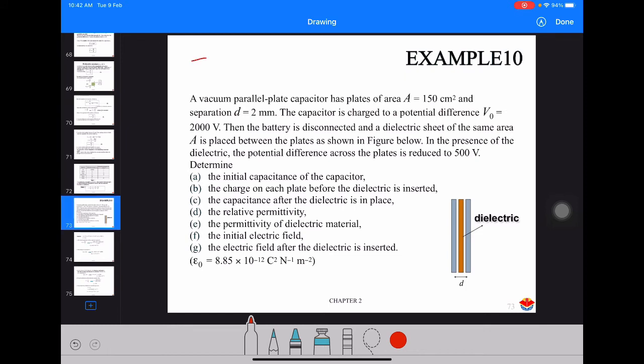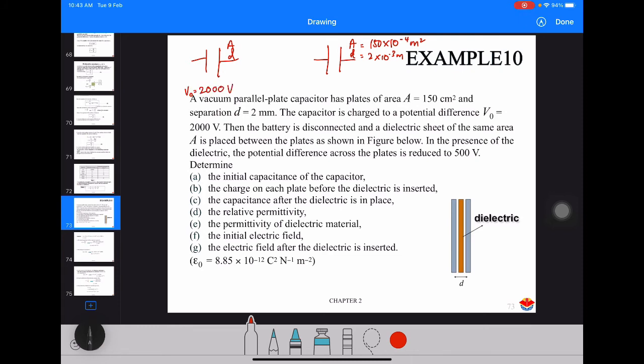Okay, maybe we can try to redraw the situation. The dimension remains unchanged. The A is constant, A here is the same as this A. It's basically 150 times 10 negative 4 meter square. The separation D remains the same, D, which equals 2 times 10 negative 3 meter. The capacitor is charged to potential difference V0, 2000 volts. So this one is for the first one, and I put this one as V0.